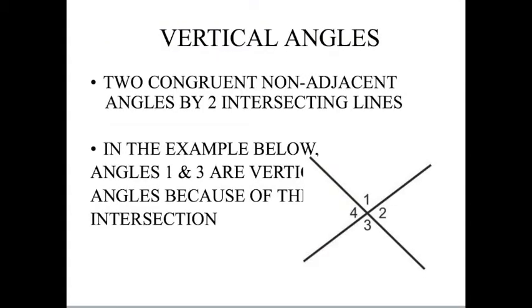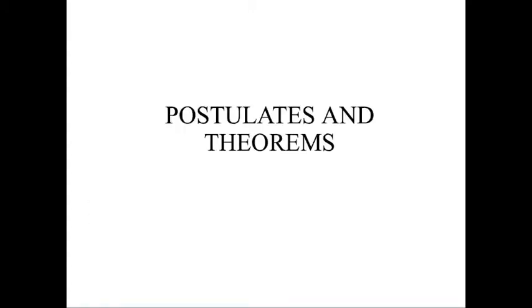Lastly, they are vertical angles. They are two congruent non-adjacent angles formed by two intersecting lines. There are 5 postulates and theorems.